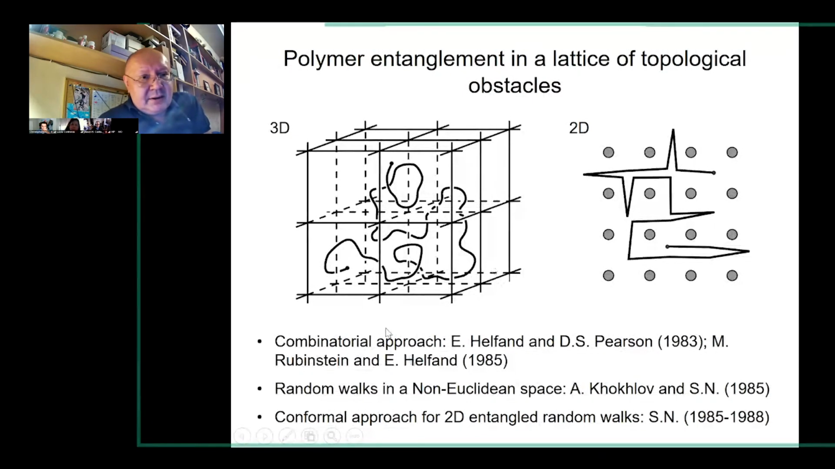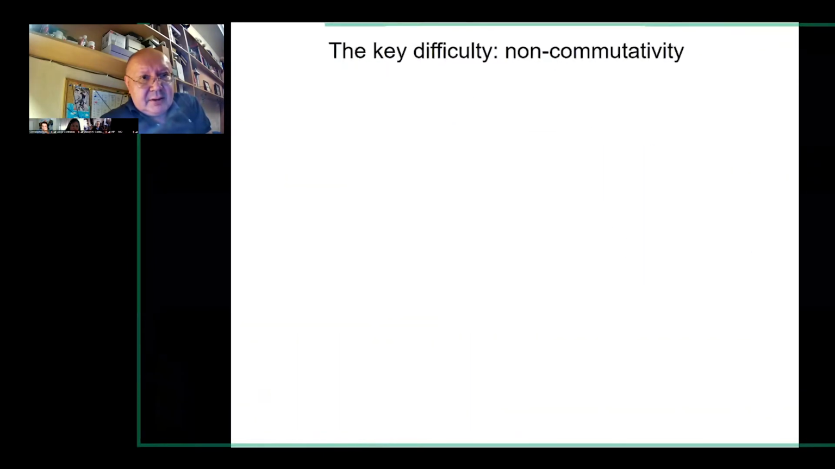There was a combinatorial approach developed by Helfand and Pearson, and then by Michael Rubinstein in '95. Then, with Khokhlov, we tried to develop some analytical methods, showing that this problem is related to random walks in non-Euclidean space. That is the question which I would like to discuss right now. Now, what is the key difficulty?